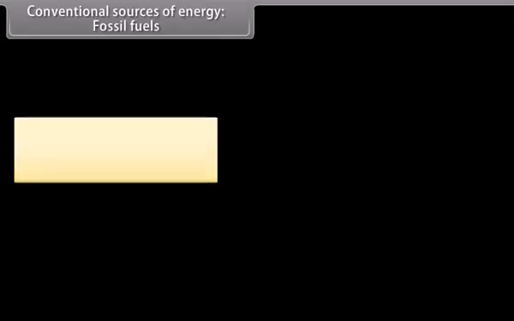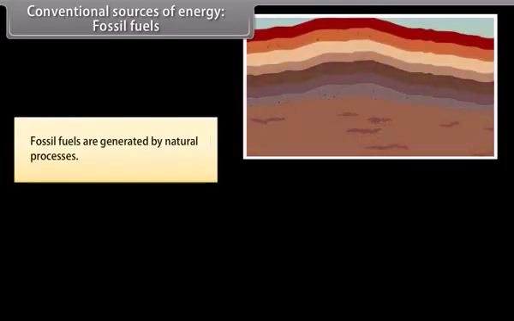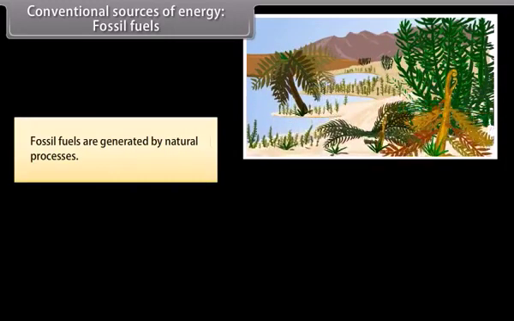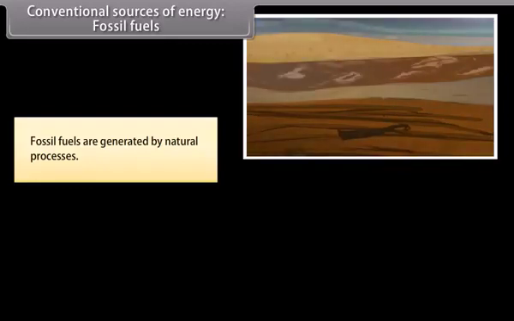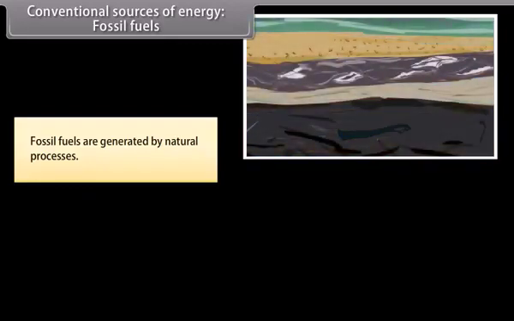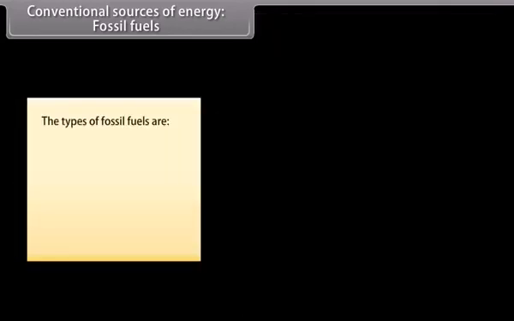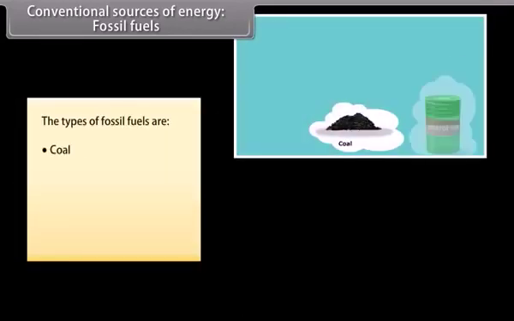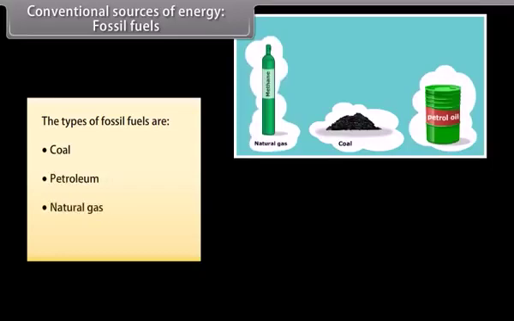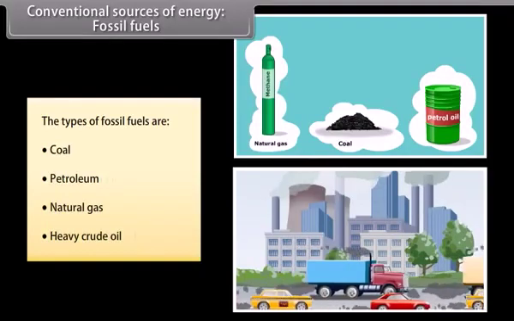Conventional sources of energy, fossil fuels. Fossil fuels are generated by natural processes. They include a high percentage of carbon. These are non-renewable sources of energy as they take millions of years to form. The reserves of these fuels are reducing at an alarming rate. The types of fossil fuels are coal, petroleum, natural gas, heavy crude oil.